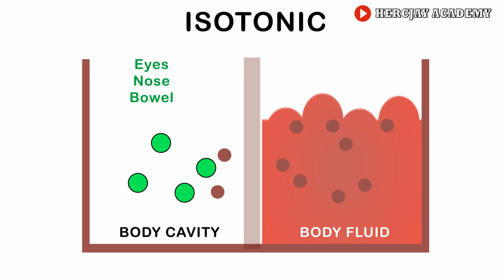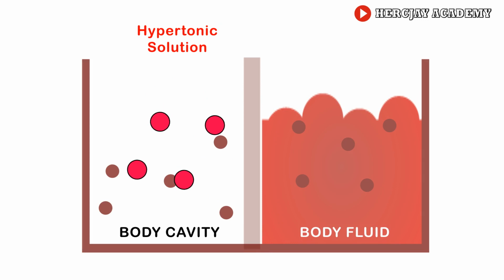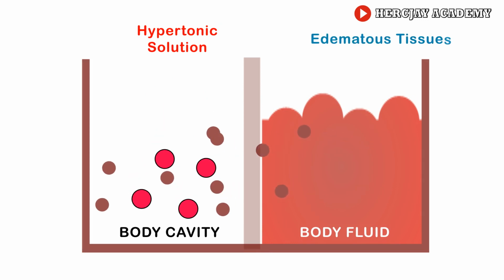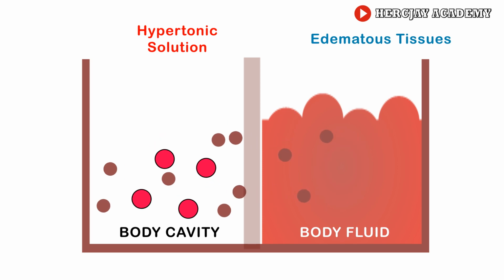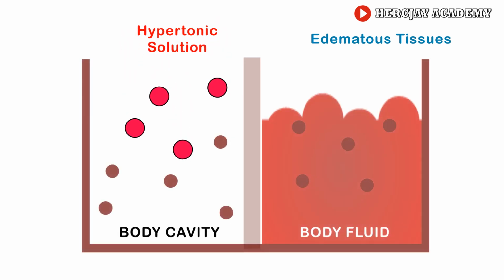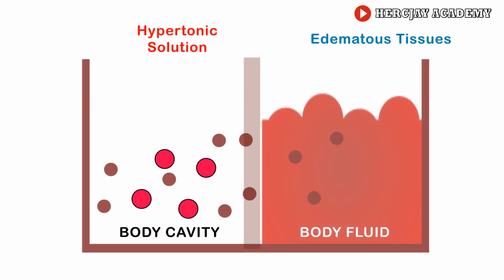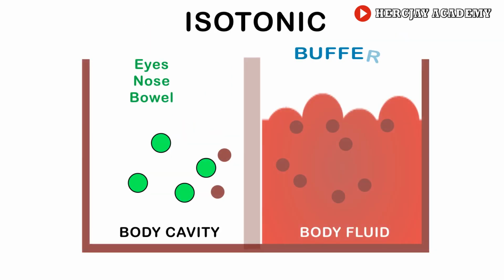However, if the goal is to extract fluid from that body part, hypertonic solutions can be used. For example, in edematous tissues where there is an unusual fluid accumulation in the body, hypertonic solutions will help drag out that fluid. Apart from making the solution isotonic, we also use buffers to maintain the pH of that solution to reduce irritation as well.